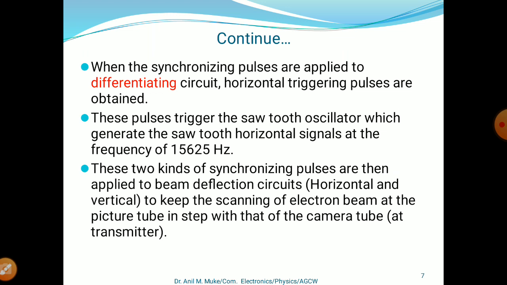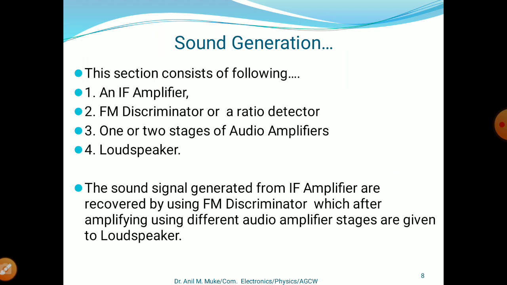There are two beam deflection circuits, a horizontal and a vertical deflection circuit. They help keep the scanning of the electron beam at the picture tube and at the camera tube in step with each other. So this is how the synchronization process takes place by using the synchronizing pulses. So this was about how the picture is generated on a television set.